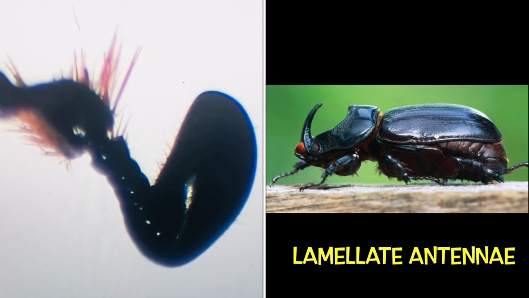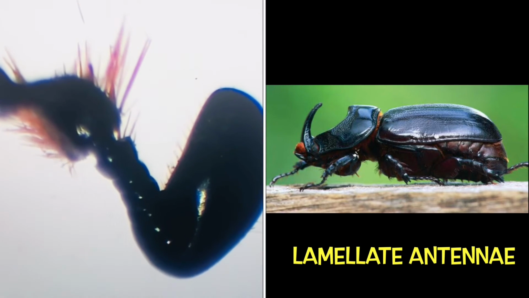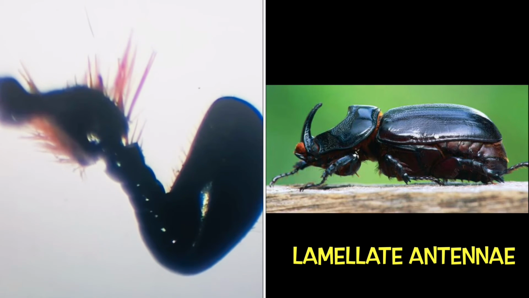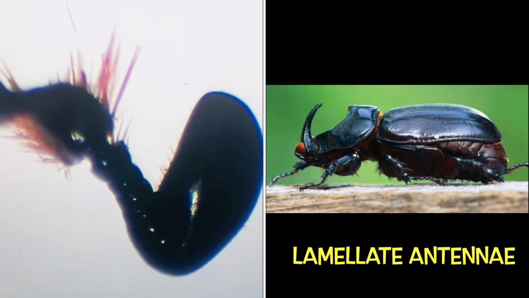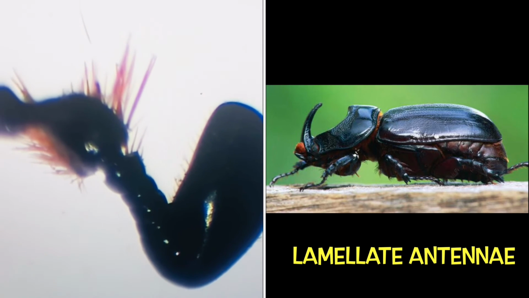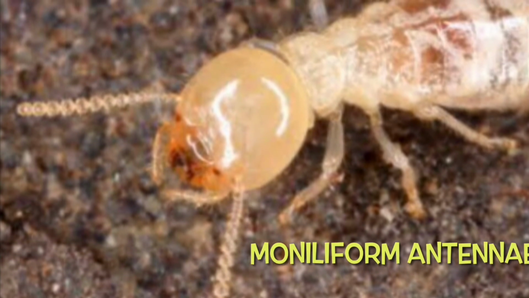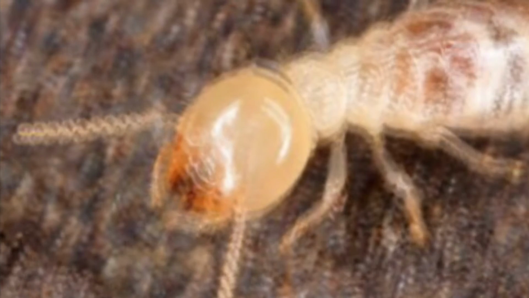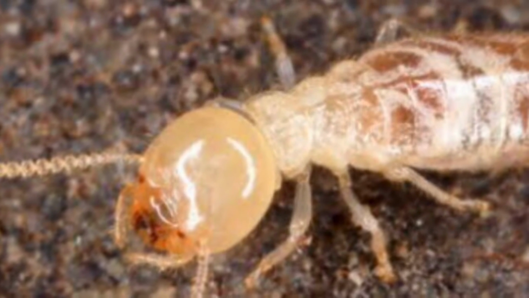The next type of antennae is lamellate or leaf-like antennae. You can see it in rhinoceros beetles and chafer beetles. See here the terminal segments expand to one side into oval leaf-like structures. Moniliform antennae are seen in termites. They appear like a string of beads.